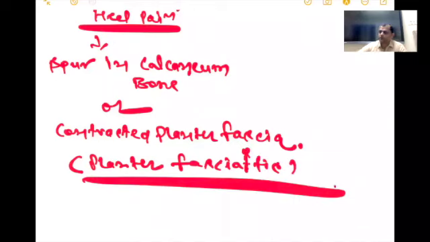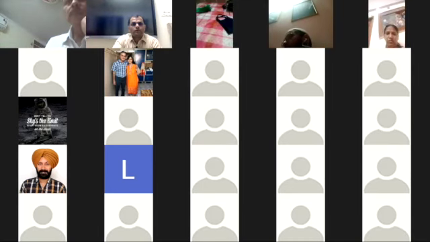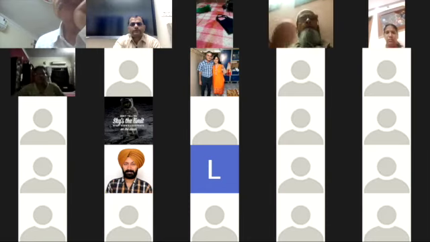So when this type of patient comes to us, he is having too much pain at this location. Look at my feet. I am doing the demonstration. So when this type of patient comes to your clinic, look at my feet. One minute.